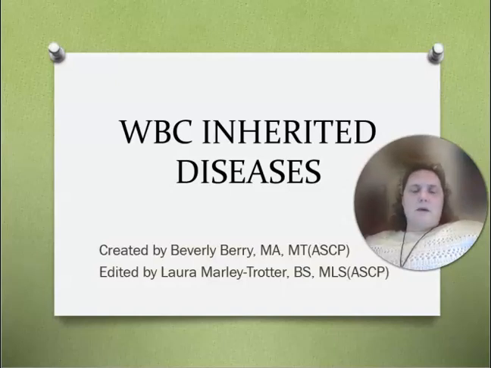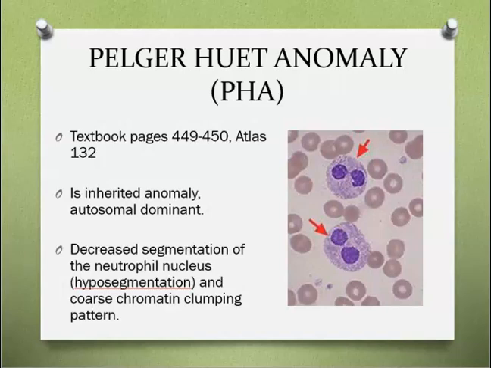Today we're going to be learning about some different white blood cell inherited diseases, and these diseases are going to affect the morphology of those white blood cells that you're going to be seeing under the microscope. So the first anomaly that we're going to talk about is the Pelger-Hewitt anomaly.